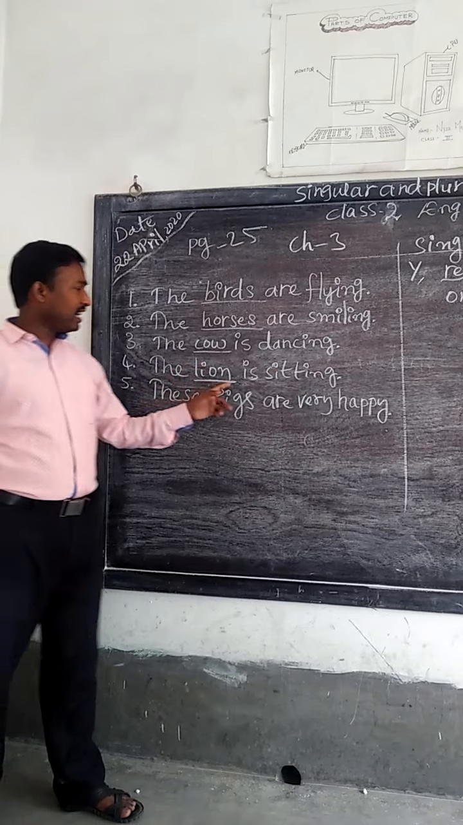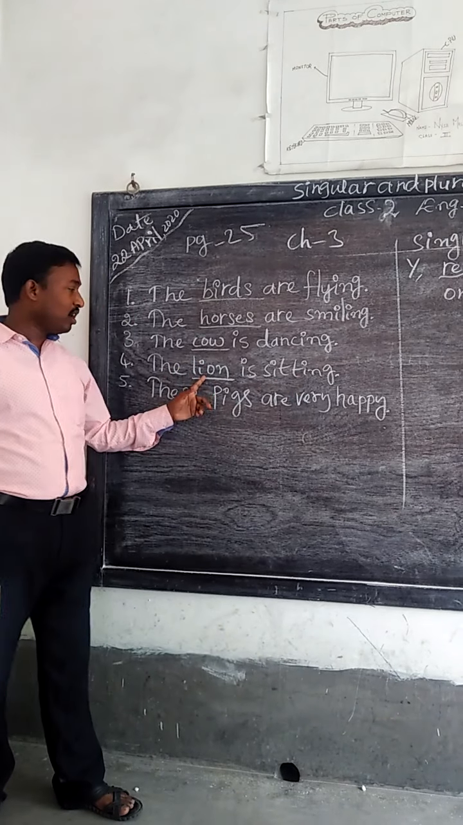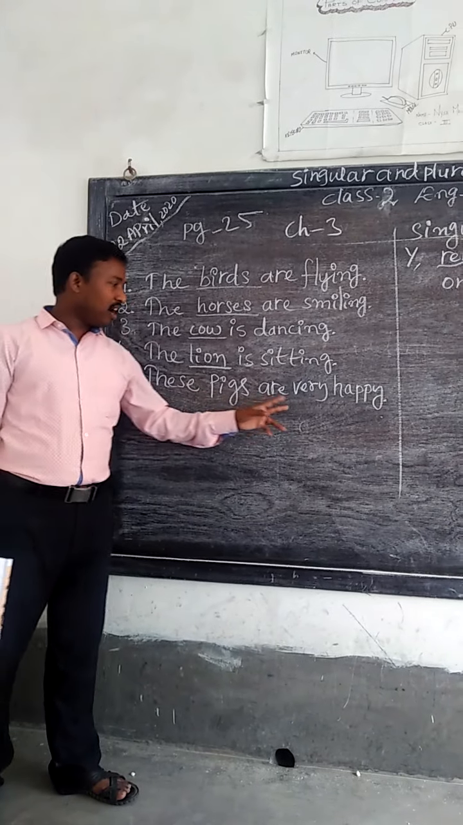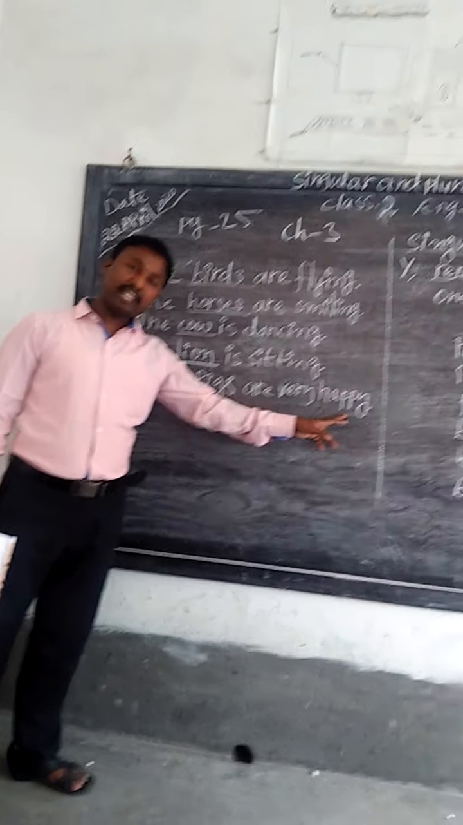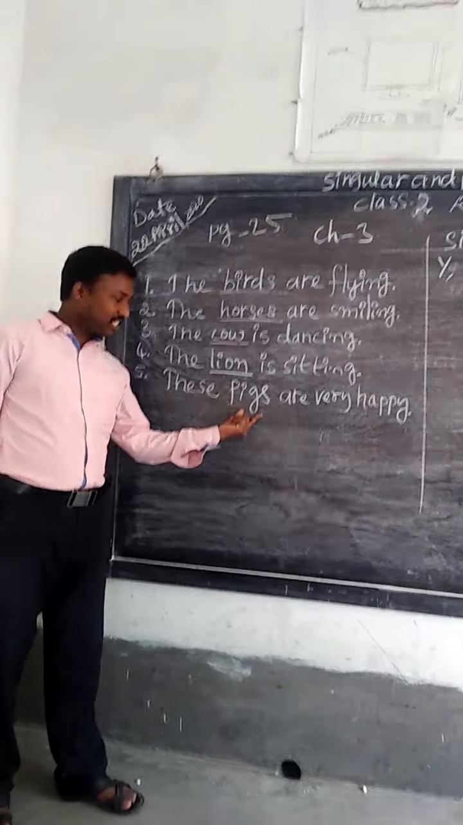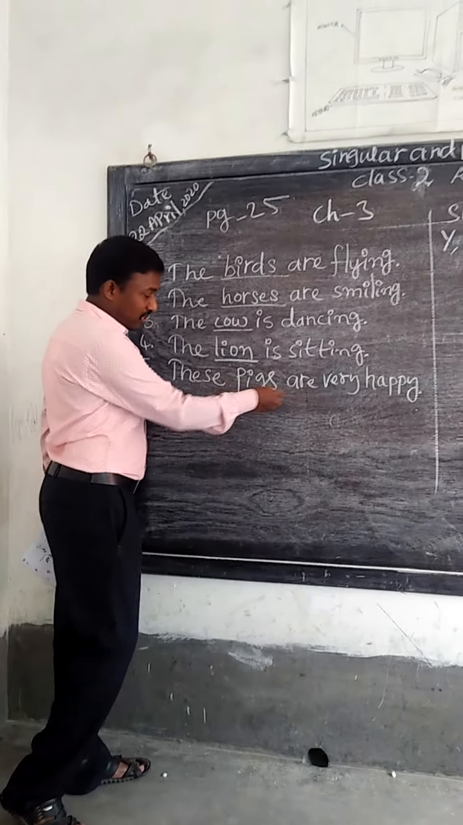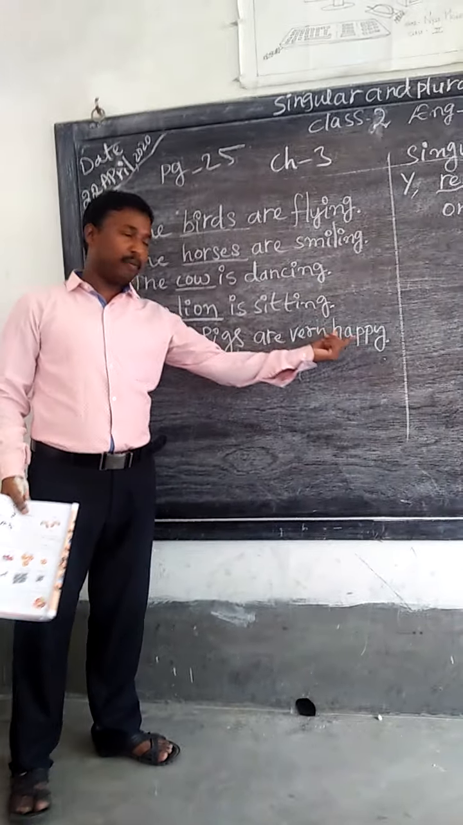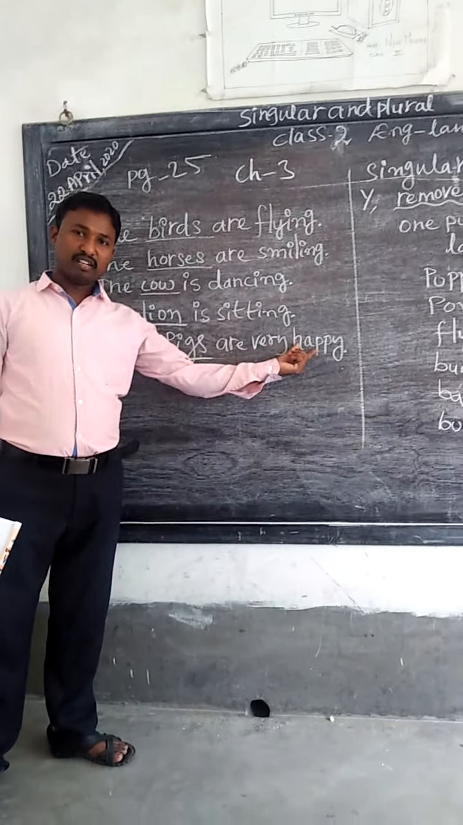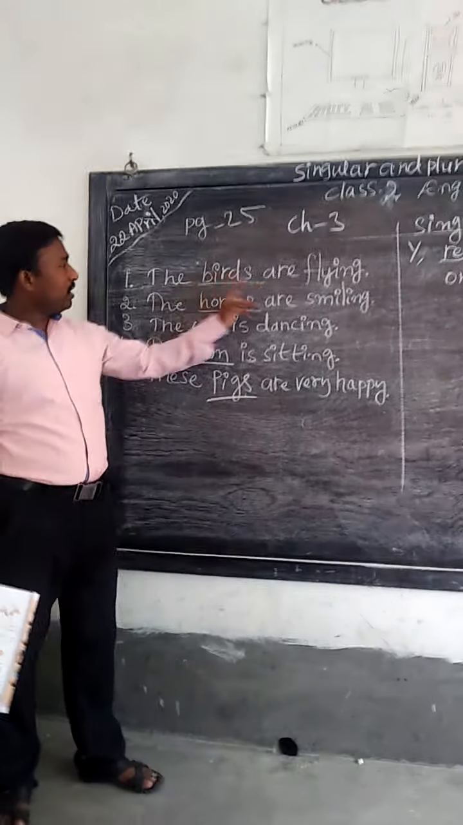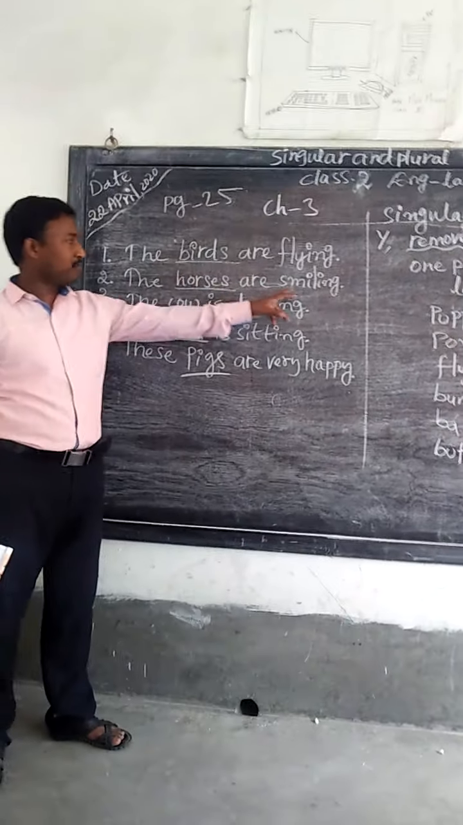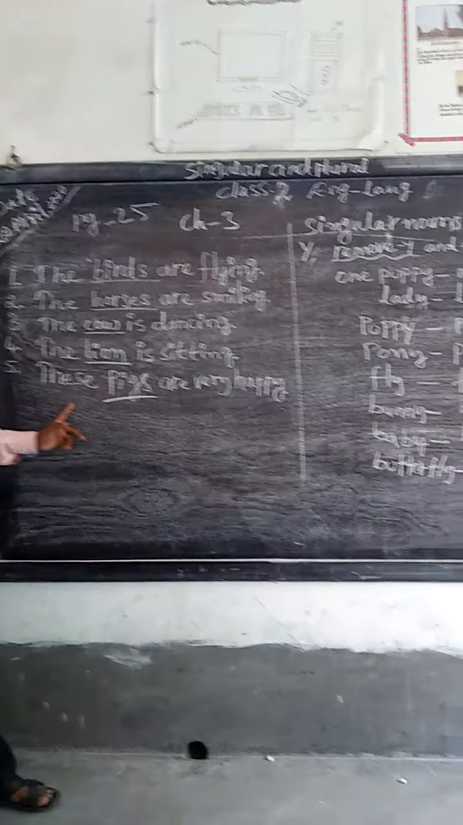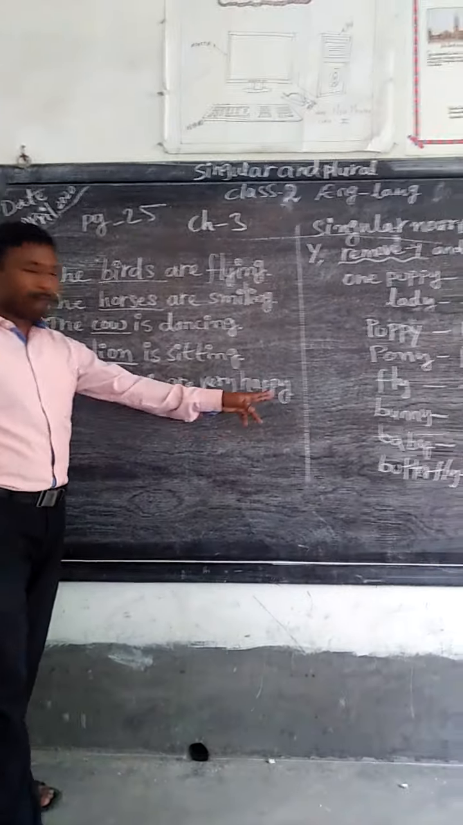The lion is sitting. So lion also is only one, singular. These pigs are happy. See, these pigs. Pigs is a plural form. So pigs are happy. So: the birds are flying. The horses are smiling. The cow is dancing. The lion is sitting. The pigs are very happy.